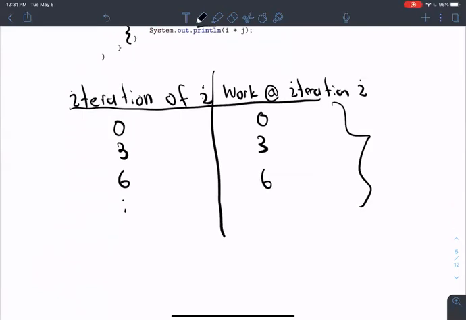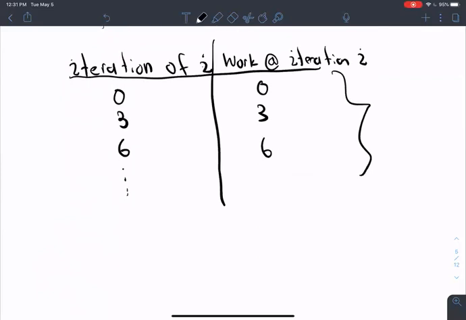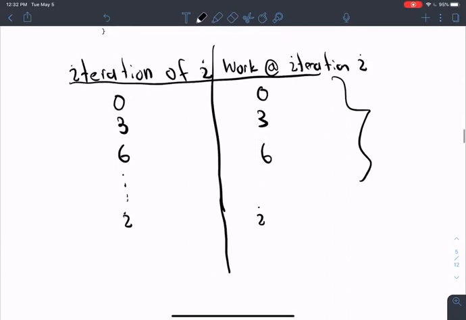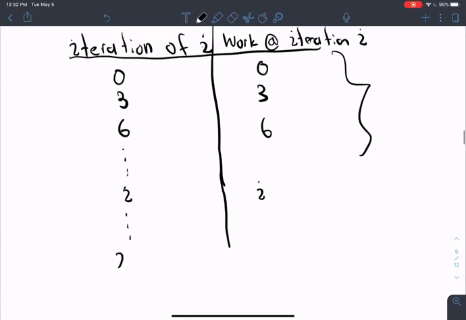So if you're at some iteration i, then the work of that iteration is just i. So the function is like the identity. If you're at iteration i, then the inner for loop does i work. And that makes sense because it looks like this, right? It's just j from 0 up until i, incrementing by 1. And then this would continue up until 2n.